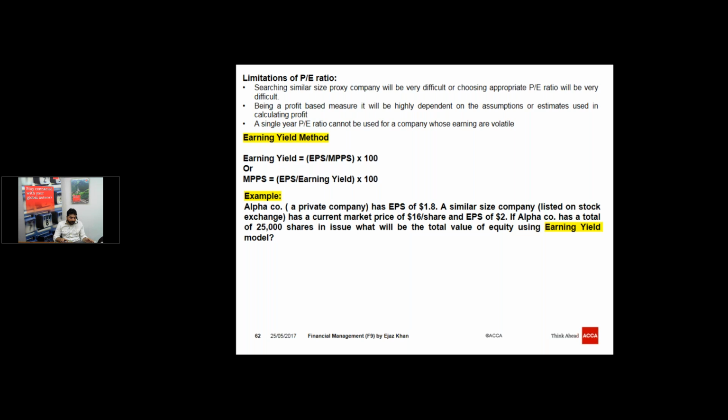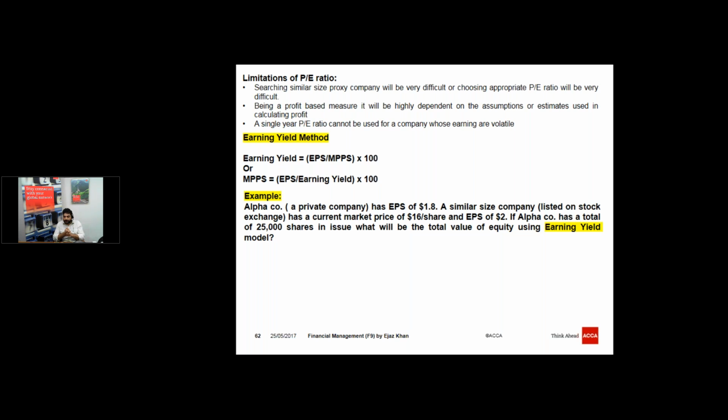Let us discuss the limitations of the price earning ratio. Searching for a similar size proxy company, or choosing an appropriate price earning ratio, will be very difficult. I guess somebody asked how we will decide that this company is of a similar operation. It's a problematic area, deciding upon a similar size company, because they can't be exactly similar. You can assume some company to be similar, but in practice it will never be. There will always be differences.